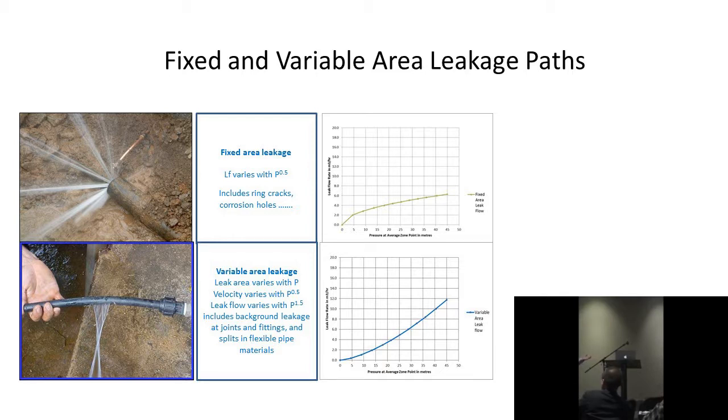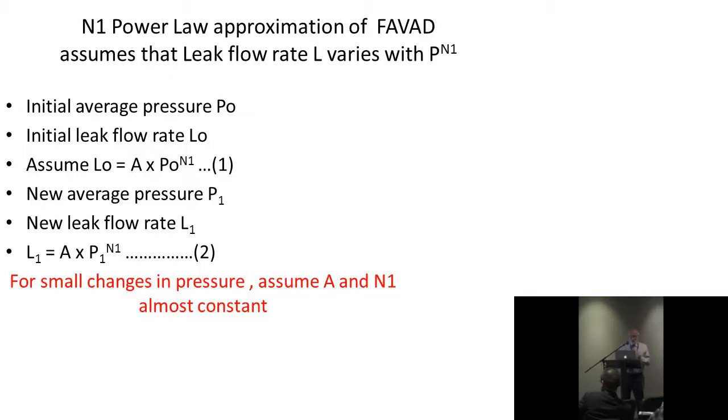and we find values easily 1.5, and in this case we believe that the size of the hole, the size of the orifice, is actually increasing with pressure. So not only does the flow through the hole increase, but the size of the hole increases. And that particularly happens in plastic pipes. So we've got this concept of fixed area leakage and variable area leakage. And there's a terminology called FAVAD, fixed and variable area discharges, to cover that.